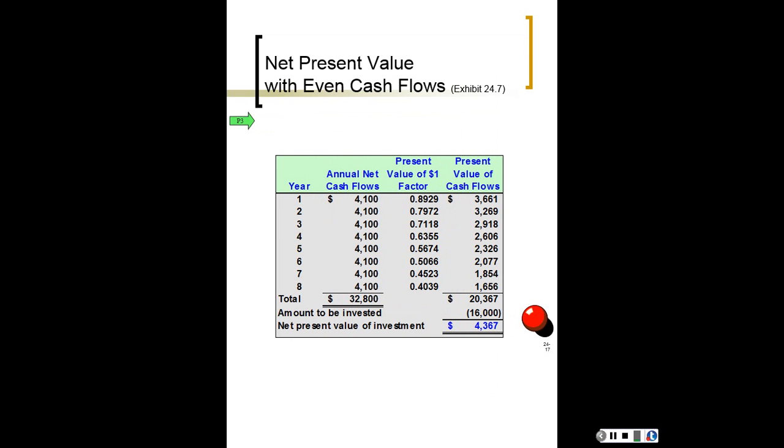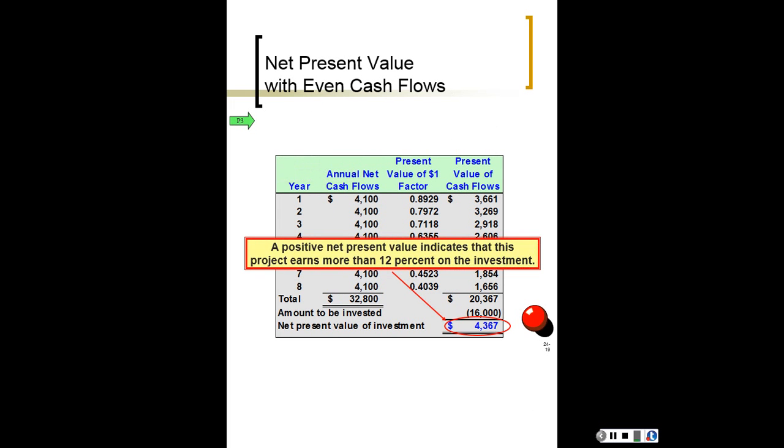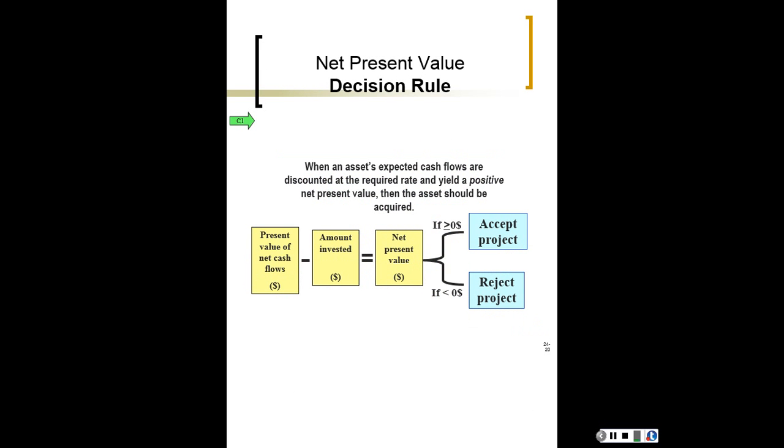Okay, so this is what we have: the present value factors of 12%. We just went through the table, and as I said earlier, a positive net present value indicates that this project earns more than 12% on the investment. Okay, so how do you make your decision?